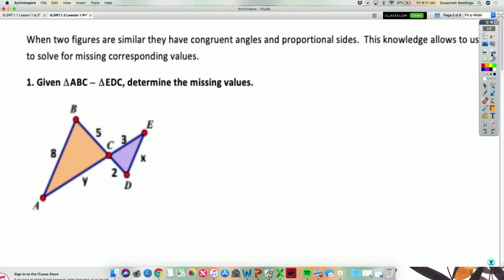Okay, so here we have similar triangles. You'll see this little squiggle here. It tells me triangle ABC is, what do you think that represents? Not congruent, it is similar. If I have similar triangles, we're going to do a lot with similar triangles.